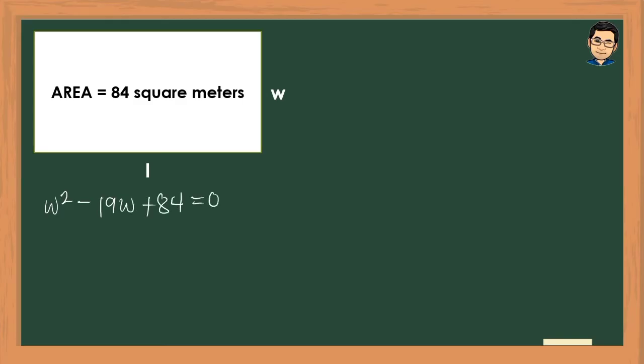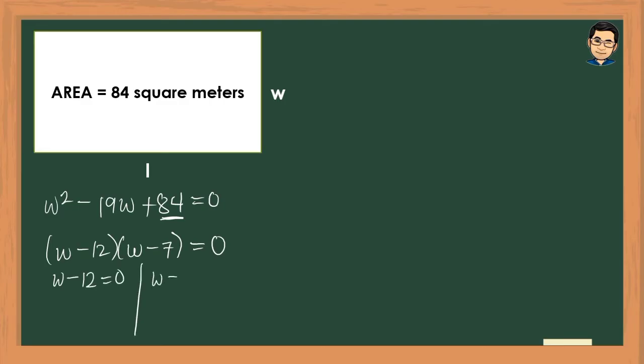Ipa-factor natin siya. Ang mga factors po ng 84 ay negative 7 and negative 12. So, magiging W minus 12 times W minus 7 is equal to 0. And then we equate each term to 0. W minus 12 is equal to 0. W minus 7 is equal to 0. So W minus 12 equals 0, magiging W equals 12. And then W minus 7 equals 0, magiging W equals 7.